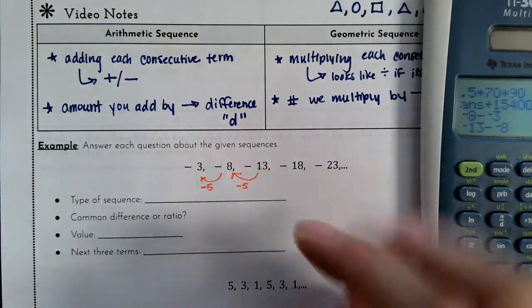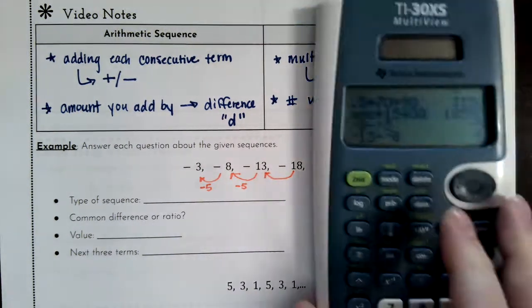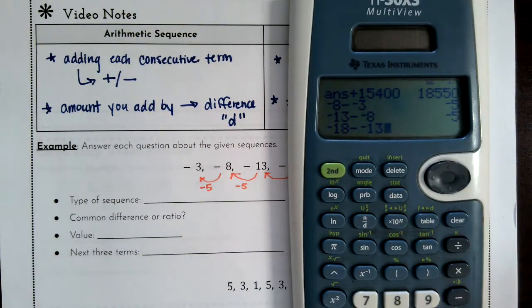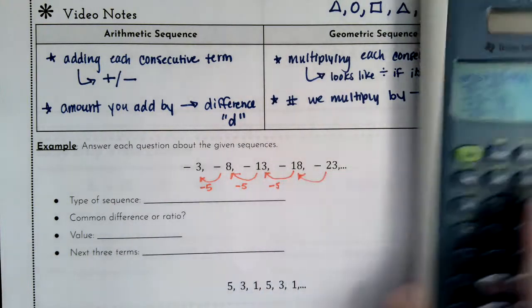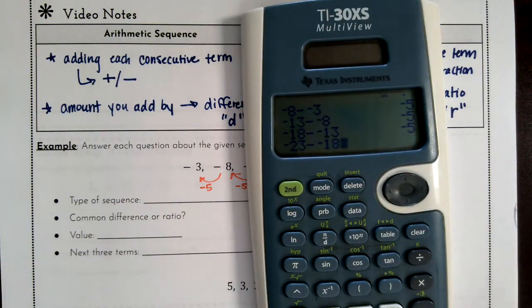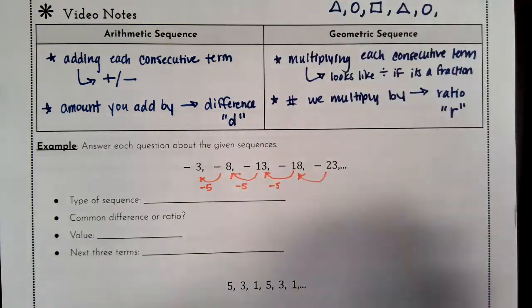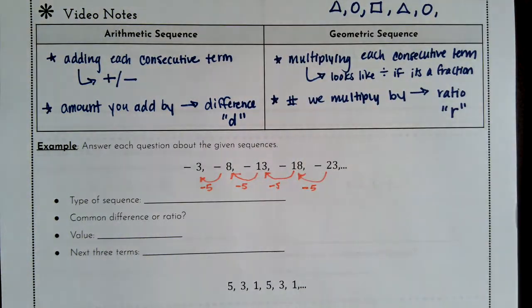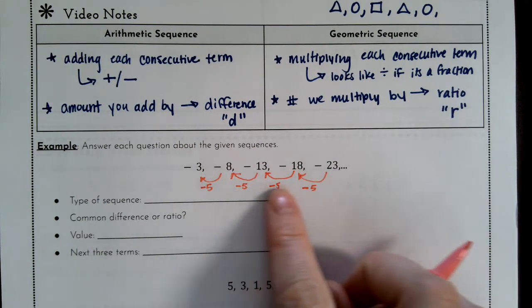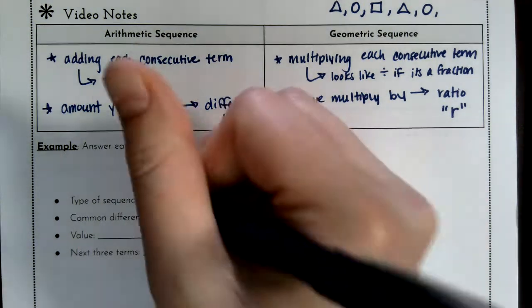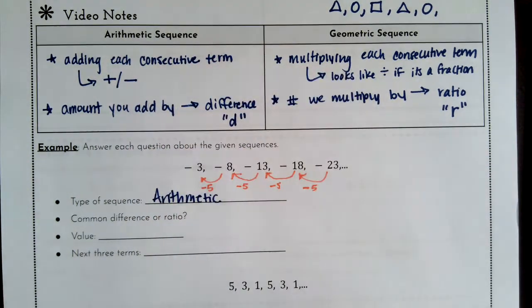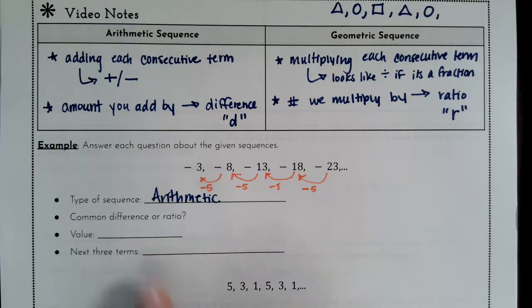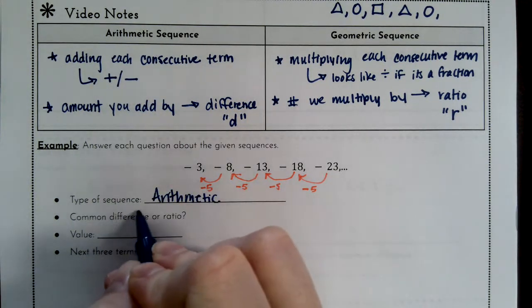But we have to try these last two. -18 minus -13 is -5, and -23 minus -18 is -5. If you're adding by the same amount every time, the type of sequence is arithmetic, and that means it has a common difference. So arithmetic always has a difference, geometric always has a ratio.